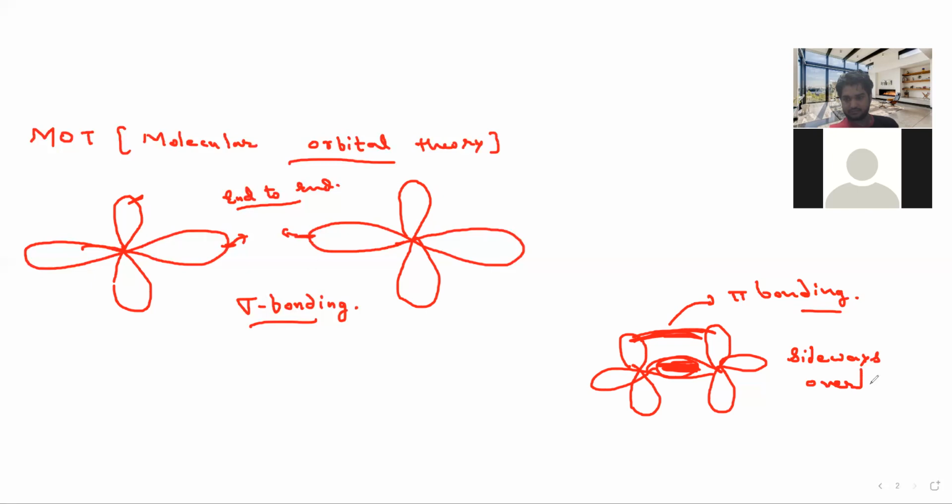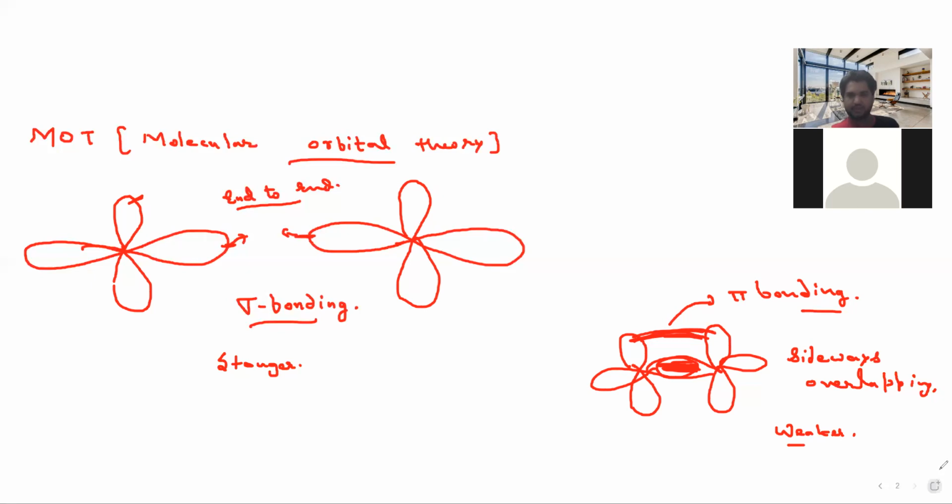Got it. So which one is strong? What do you think? End to end. Yes, end-to-end is the stronger bond, but this is not so strong. This is, you can say, a kind of weaker bond. What's pi bonding then? Pi bonding means when there is a sideways overlapping of the orbitals. Then what's delta bonding? I don't know what that letter is.